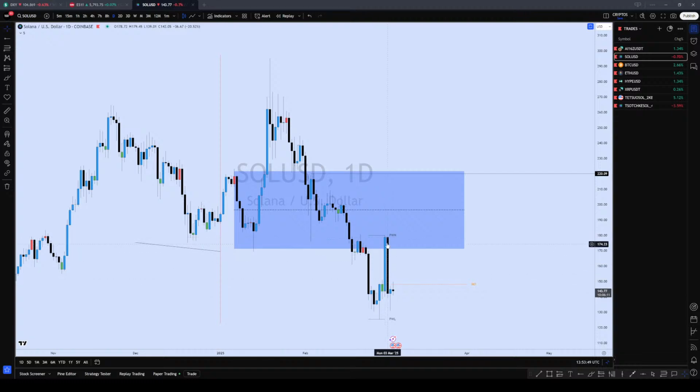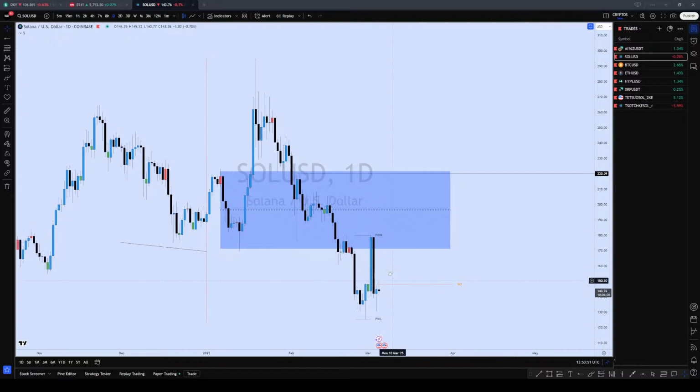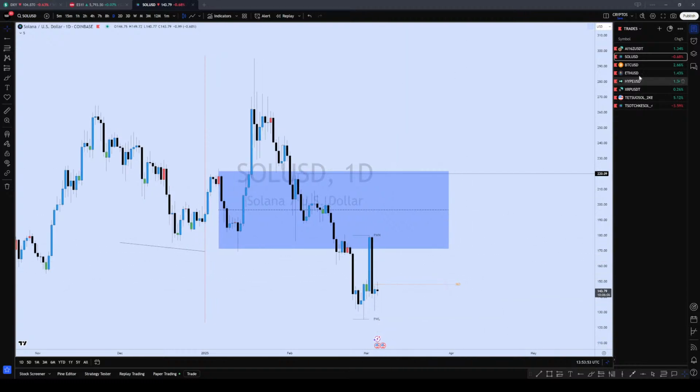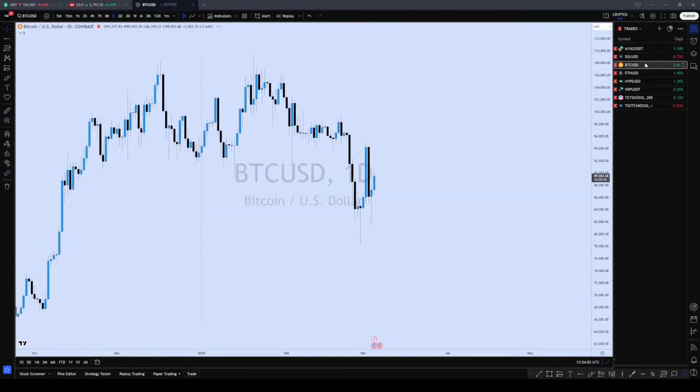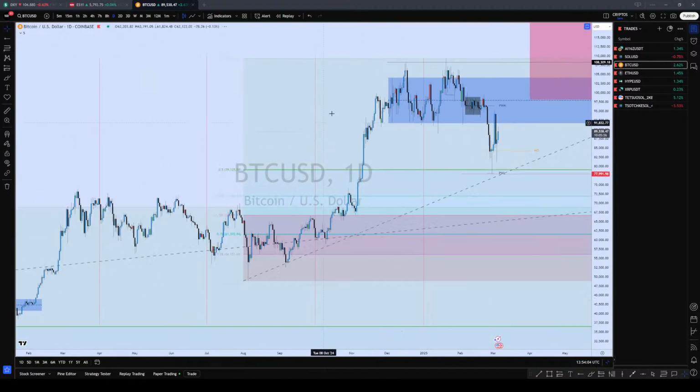This big run up, this rejection. I'm still looking for lower prices, by the way. Apart from AI we are just buying, so we're holding on to that, but the rest I'm looking for lower prices. Bitcoin, I wanted to show you.